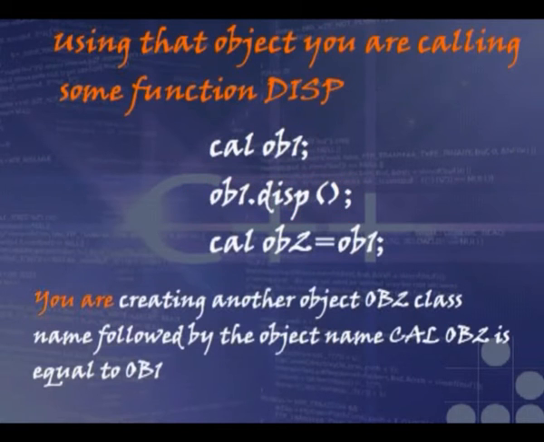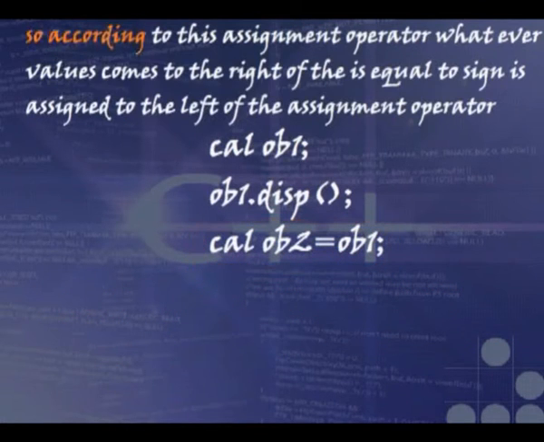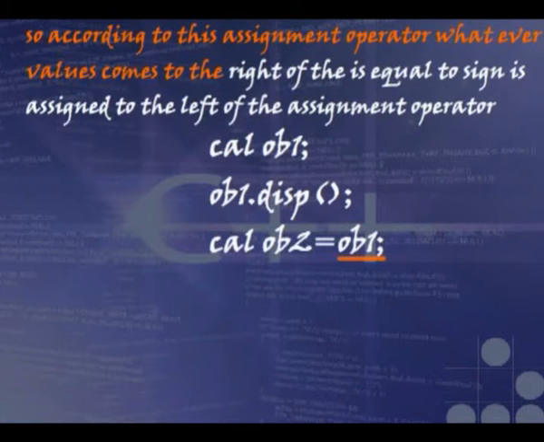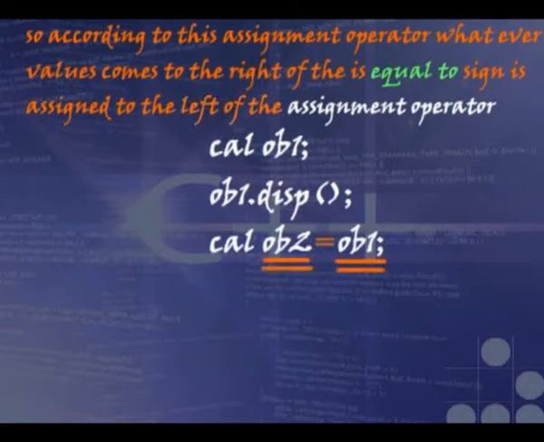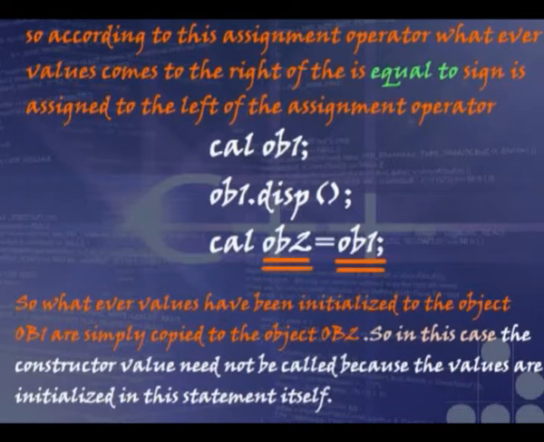Next statement, if you see, you are creating another object OB2: class name followed by the object name, Cal OB2 is equal to OB1. So, according to this assignment operator, whatever values come to the right of the equal to sign are assigned to the left of the assignment operator. So, whatever values have been initialized to the object OB1 are simply copied to the object OB2. So, in this case the constructor need not be called because the values are initialized in this statement itself.